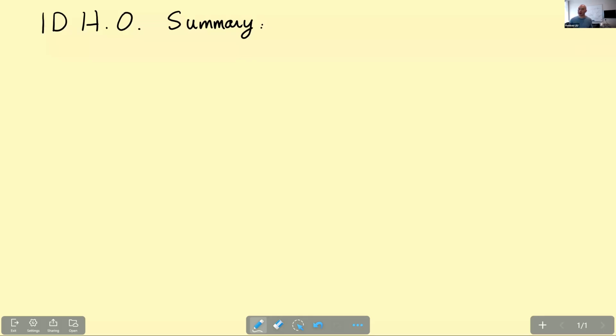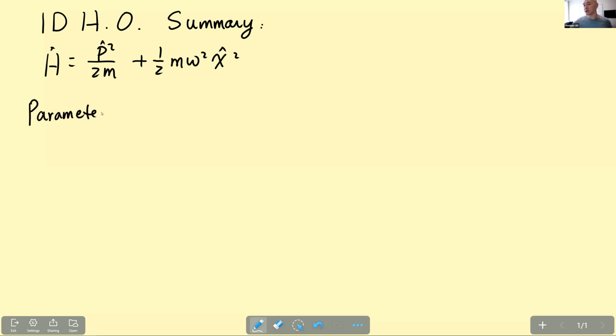Let's learn about this one-dimensional harmonic oscillator. So we know that the Hamiltonian contains this kinetic energy, and then plus this potential energy. And now we have two parameters. So the problem is defined by two parameters, m and omega. But we also have a constant, h bar.